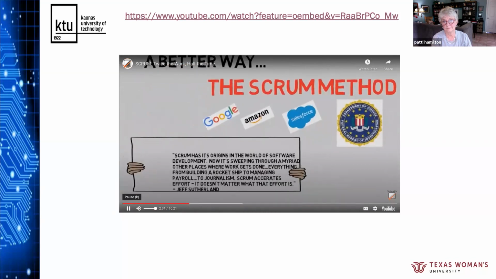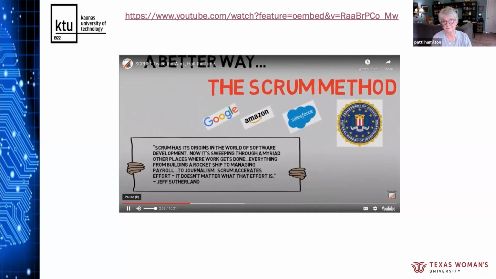Author Jeff Sutherland states that Scrum has its origins in the world of software development, but now it's sweeping through myriad other places where work gets done, everything from building a rocket ship to managing payroll to journalism. Scrum accelerates effort. It doesn't matter what that effort is.